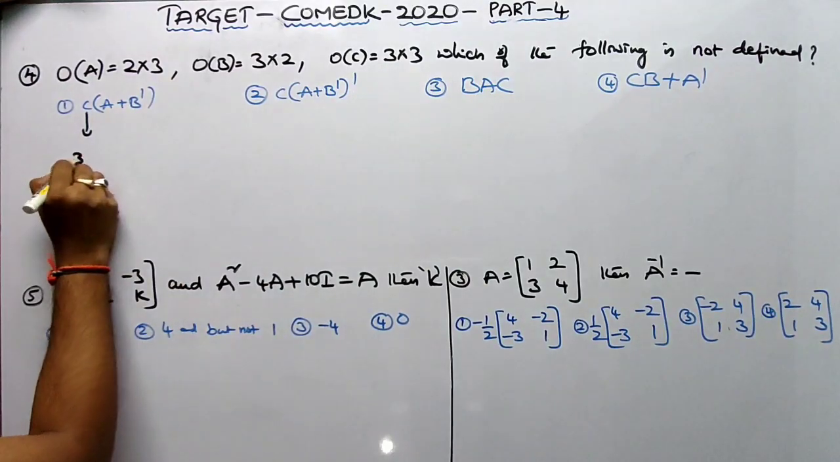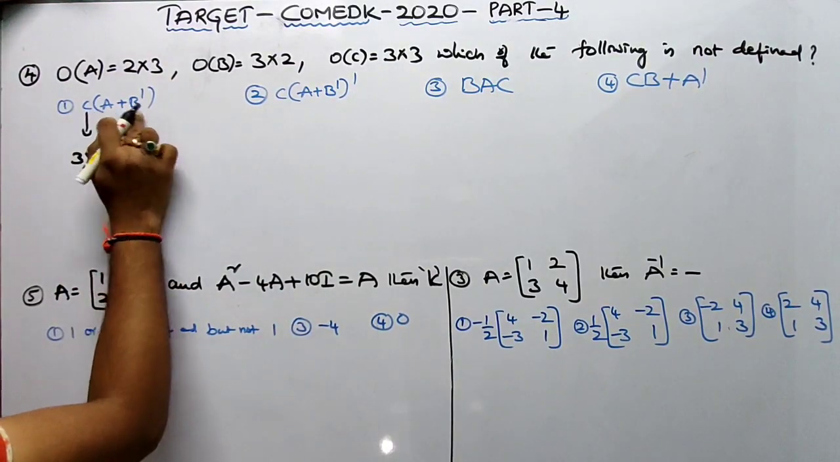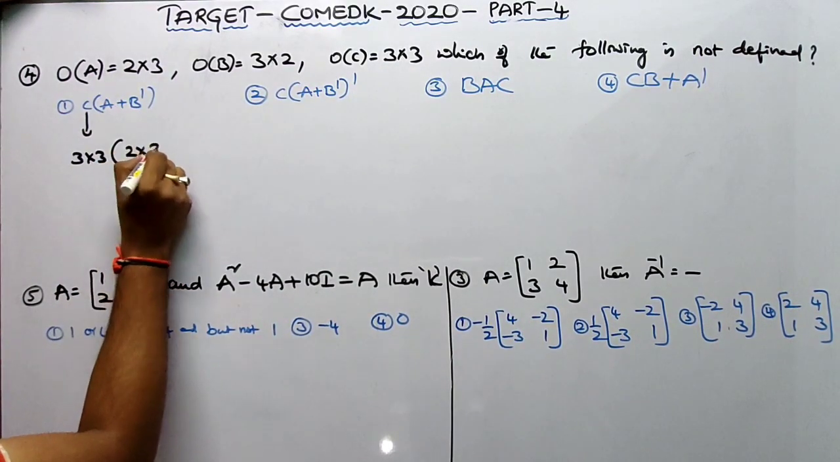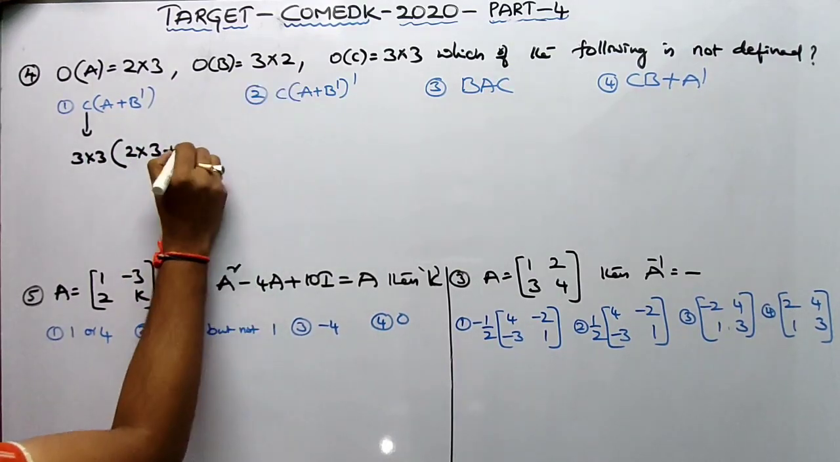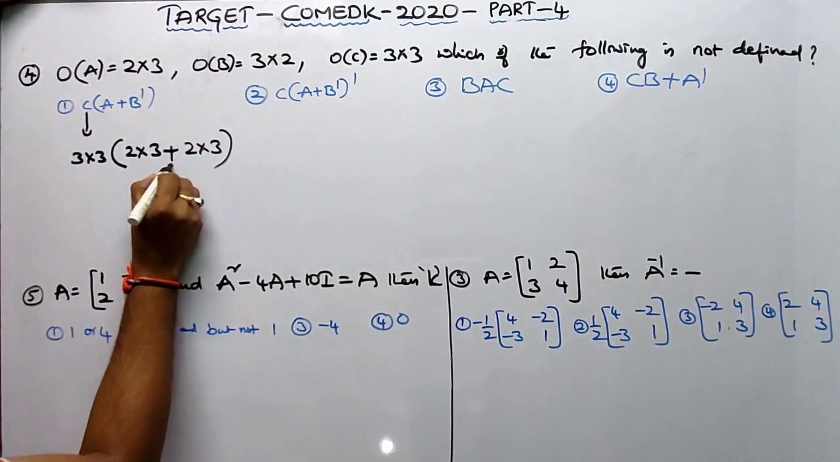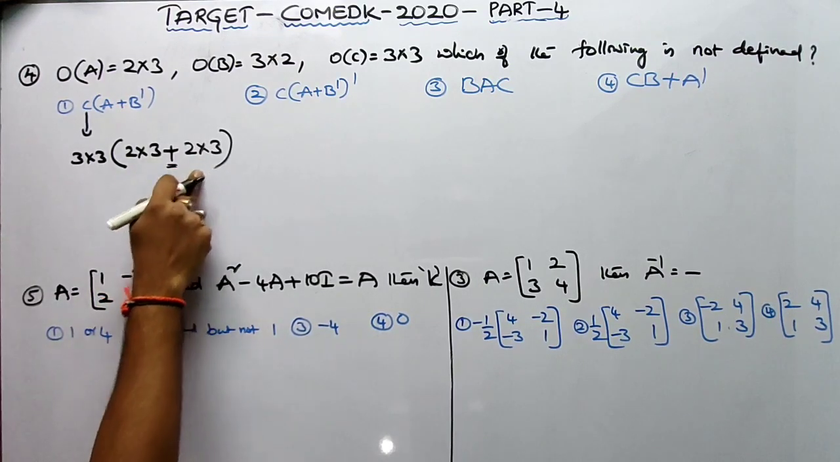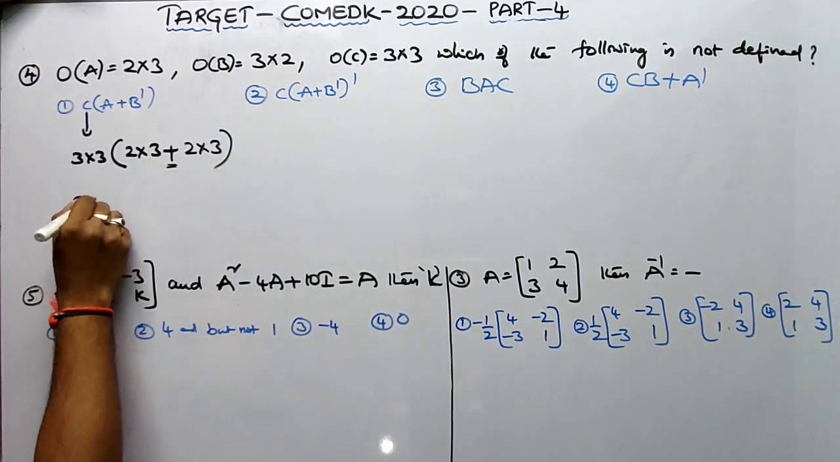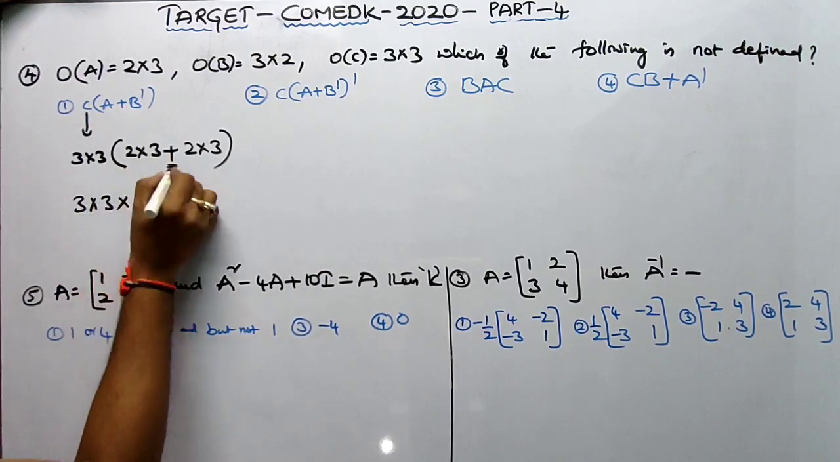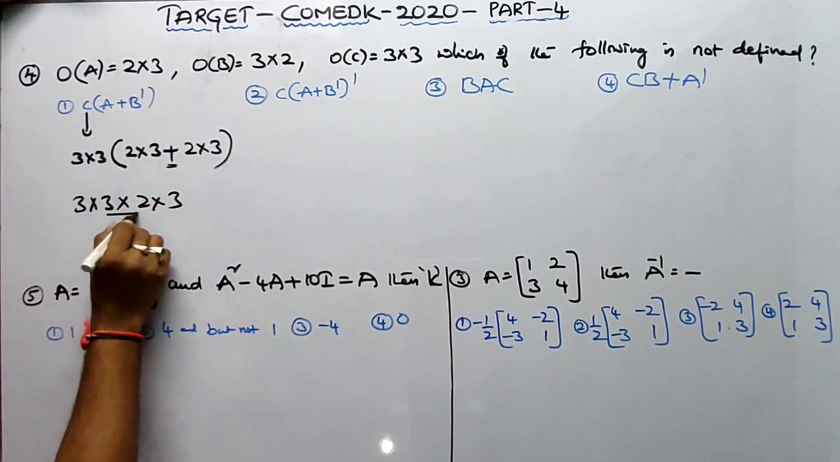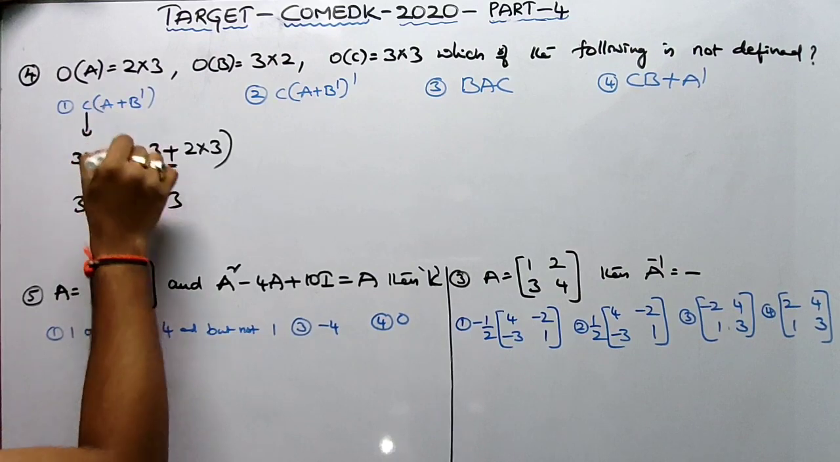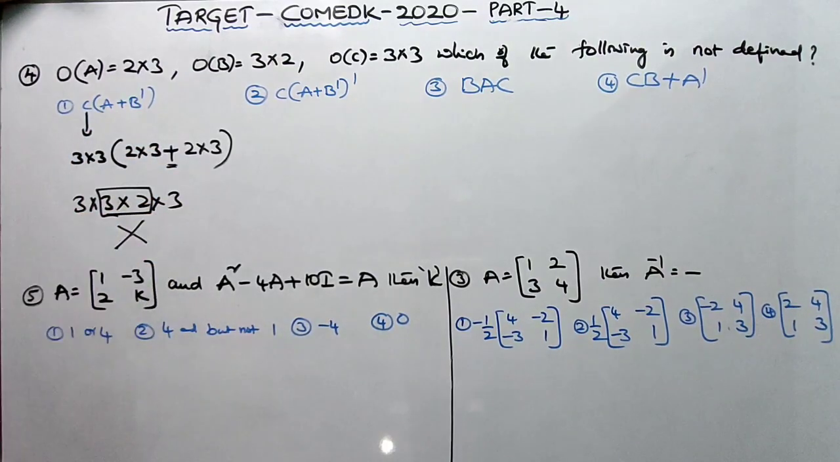Order of C is nothing but 3 by 3. So A plus B dash: A is 2 by 3, plus B dash. B is 3 by 2, so B dash means 2 by 3. Whenever you are adding two matrices, only the same kind of matrices can be added. If you add two matrices, you will again get a 2 by 3 matrix, friends. This is 2 by 3, this is 3 by 2, so this matrix multiplication does not exist.